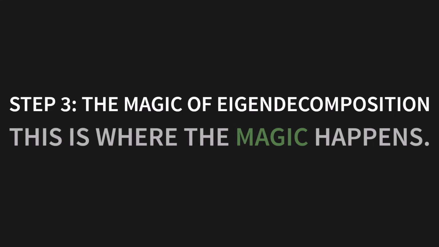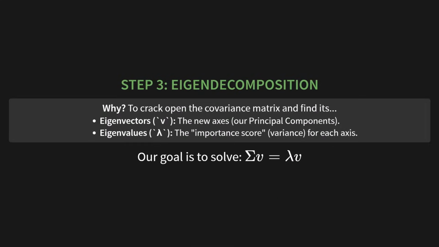Now for step 3, the magic of eigendecomposition. This is where the real magic happens. So eigendecomposition, why are we doing this? We're going to crack open that covariance matrix to find its eigenvectors, which are the new axes, our principal components, and its eigenvalues, which are the importance score or variance for each of those axes.